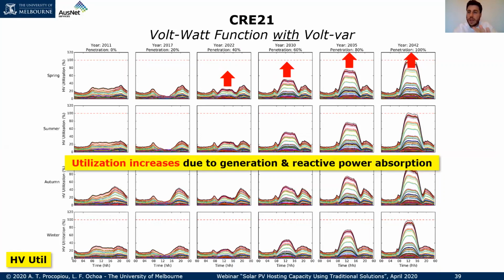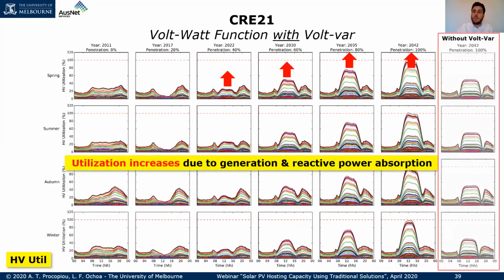However, in this particular case, for the high voltage lines and conductors, we didn't see any problem in terms of congestion of these assets. And just to compare again with the previous case, where we didn't have the volt-var function enabled, this is what is happening. We are seeing that without the volt-var, because we're curtailing significant generation, we can significantly reduce the utilization level of the assets. However, on the other side, if we enable the volt-var, it allows us to reduce the voltage significantly. However, it also increases the utilization level of the assets.